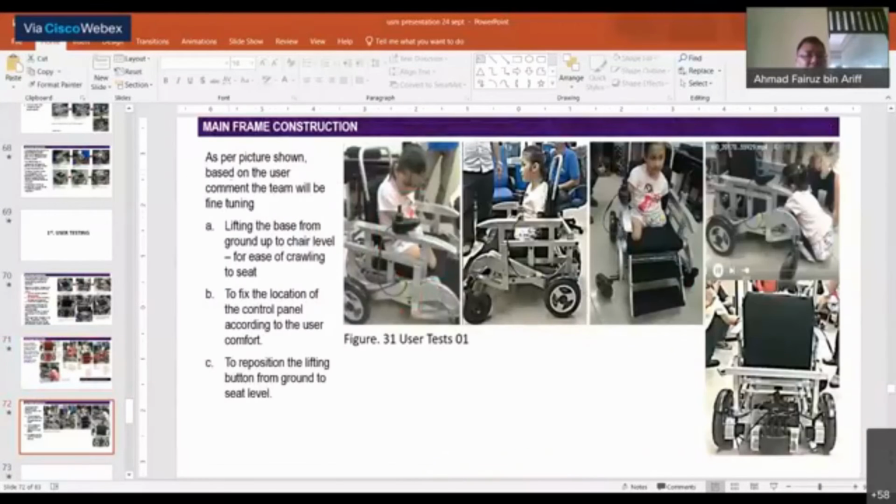Okay, as per picture shown, based on user comment, the team will fine tune the stairs, the fixed location, and reposition of the lifting button, ground to seat level, so up and down. So this thing will go up and down.